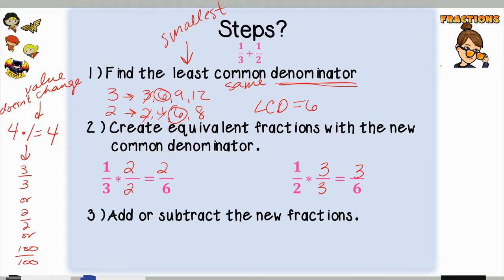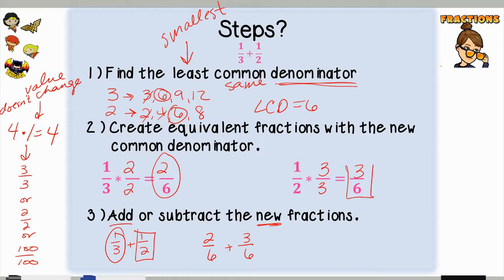Okay, so then the next step after that is going to be to add or subtract. In this case, we're going to add because that's what the problem tells us to do. We're going to add our new fractions, and we have to keep them in the same order. So before, it was 1/3 plus 1/2. So I'm replacing the 1/3 with 2/6, and I'm replacing the 1/2 with 3/6 because those were their equivalent fractions.